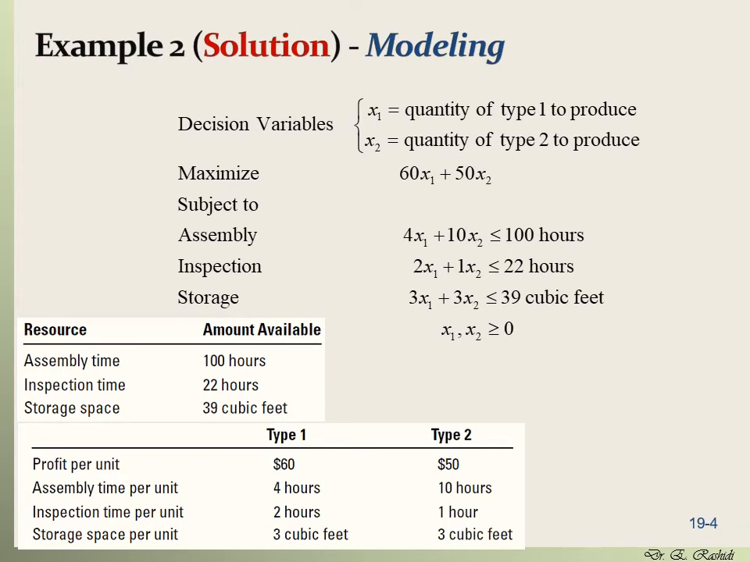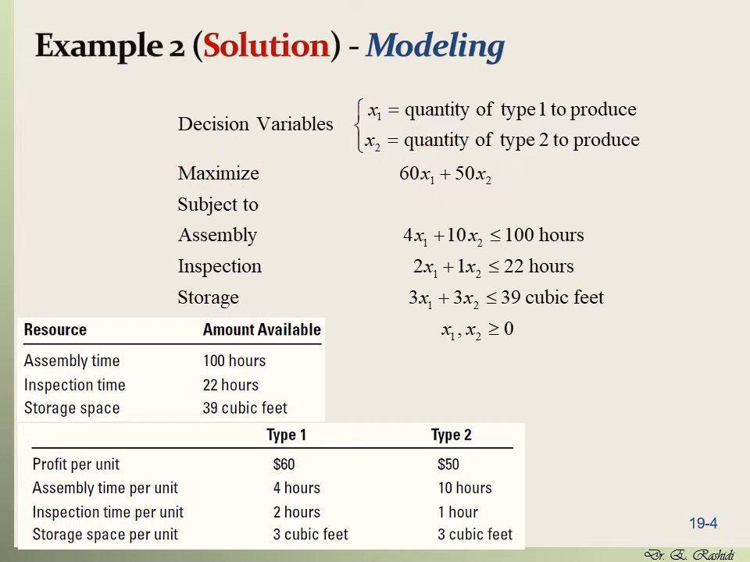Here you can see a typed version, a clearer version of the model that we have. We have the two decision variables, x1 and x2, the quantity of type 1 and type 2 computers produced, and the objective is to maximize profit. Profit is $60 per unit of type 1, so 60 multiplied by x1, plus profit from production of type 2 computers, which is $50 per unit, so 50 multiplied by x2. So the objective is maximizing 60x1 plus 50x2.